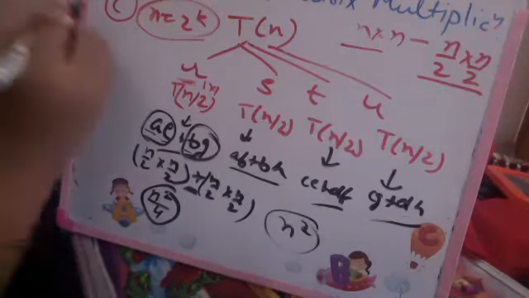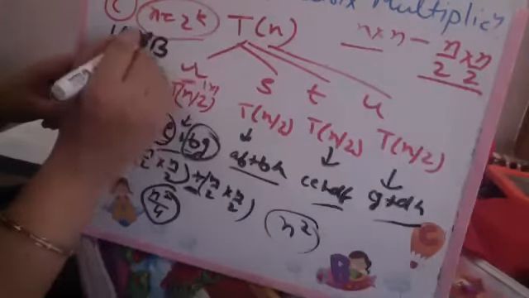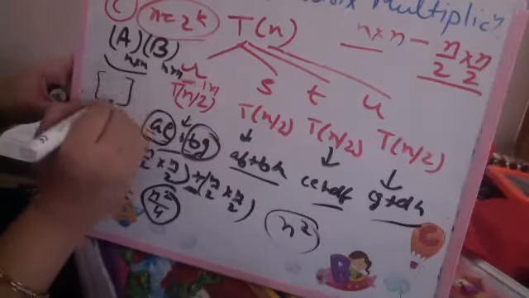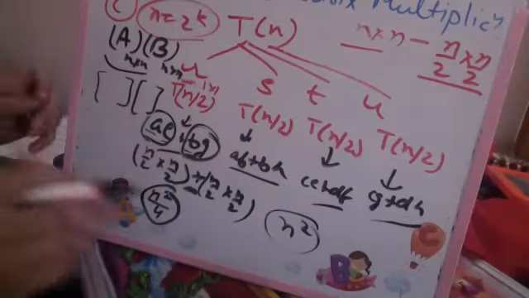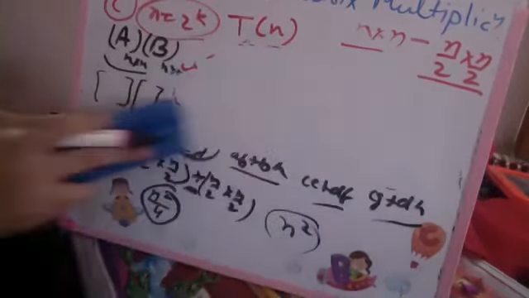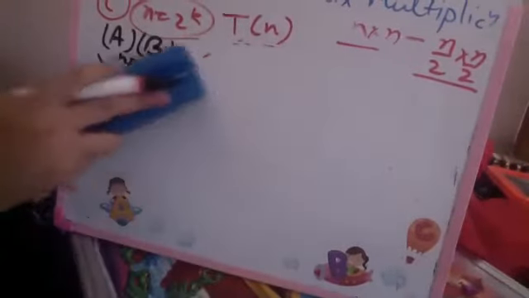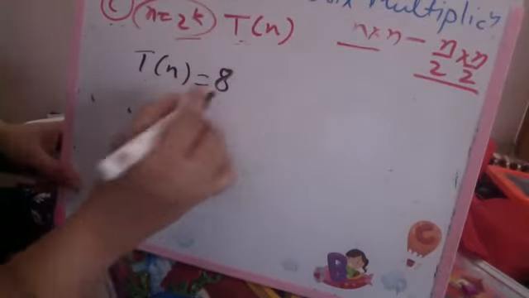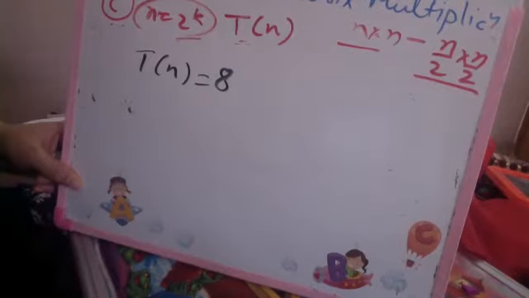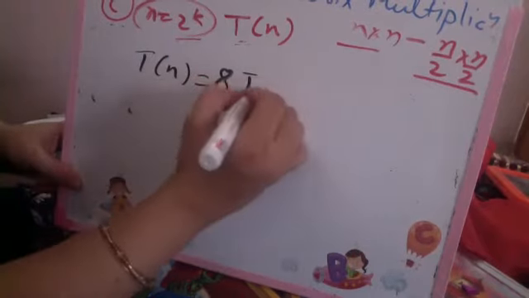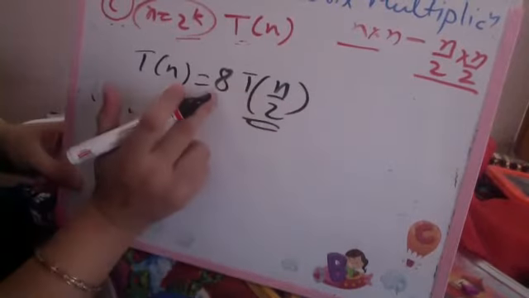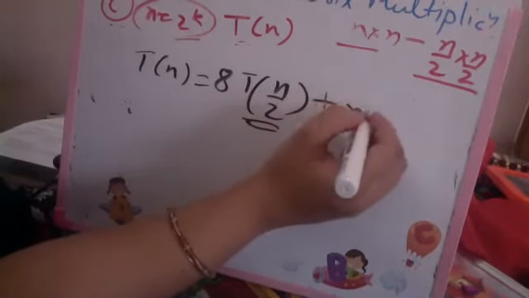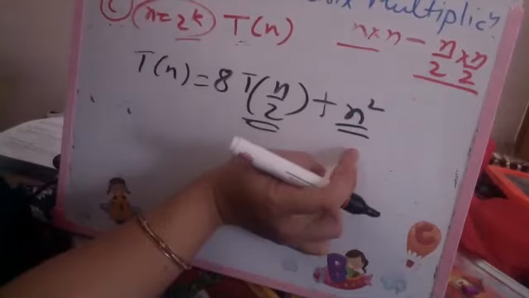Tn is actually the multiplication of A into B, which is n cross n. This has to be divided into 4 matrices, and this also has to be divided into 4 matrices. So if I am now trying to calculate how much time my Tn is going to take, can I say that T of n is equal to 8 times T of n by 2 size? I have divided into 8 sub matrices, A, B, C, D, E, F, G, H, plus n square, which is the time taken for addition at each step.